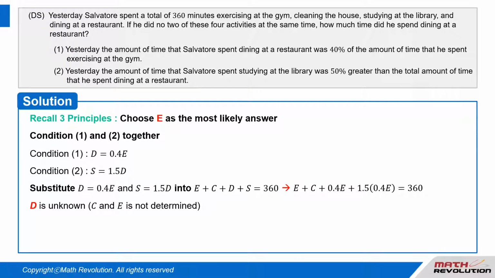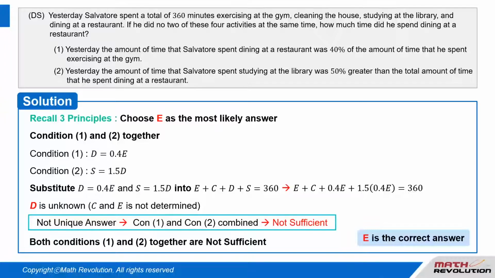But we still cannot find the unique value of D since we cannot determine the values of C and E. The answer is not unique, so conditions 1 and 2 combined are not sufficient. There is no need to calculate. You can just go for the answer E right away on the actual exam. Both conditions 1 and 2 together are not sufficient, so E is the correct answer.